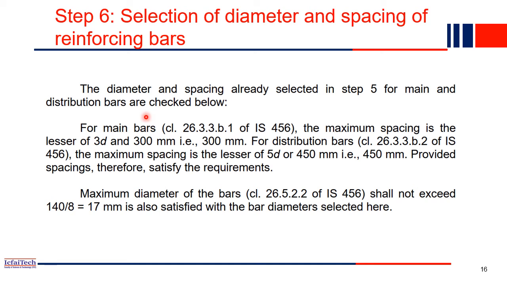And the spacing of bars means we have to provide longitudinal bars as well as transverse bars, right? So this spacing has two criteria. It should not be more than 300 mm or 3D, whichever is less, that you have to compute. So 3D means how much? 3 into 140 means 420, or 300, whichever one is less. So 300 is less, and whatever center to center distance we provided is less than 300, so that is also fine. So step 6 is also fine.